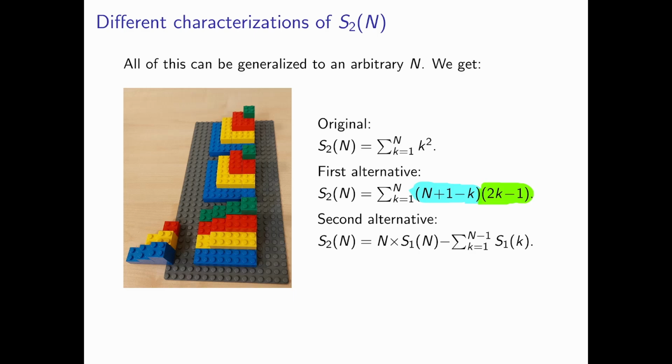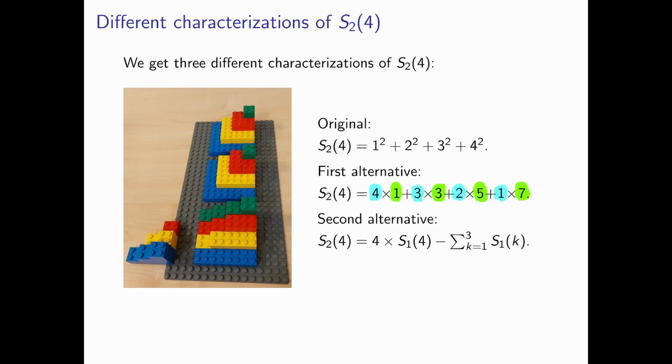Now this is a perfect generalization of what we just saw, but it is something that you need to sort of work through before you fully understand what's going on. Now let us turn to the second way of writing down our sum here. So we had s sub 2 of 4 is equal to 4 times s sub 1 of 4 minus the sum as k ranges from 1 to 3 of s sub 1 of k.